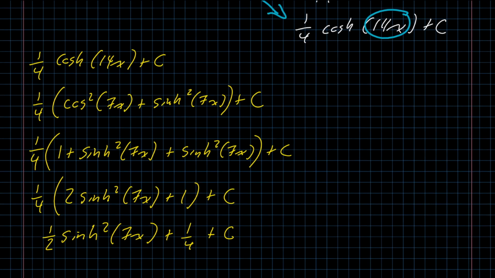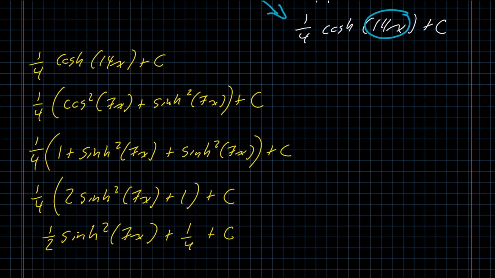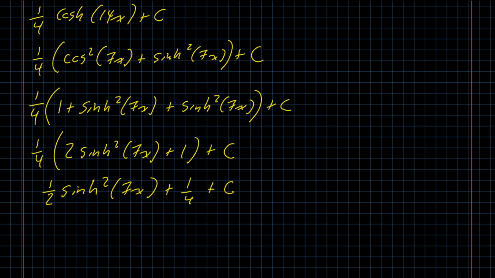That's really close to what we ended up with before. The first time we went through this, we had 1/2 sinh squared of 7x plus c. The only difference is this extra 1/4 term. But that's easy enough to account for, because we're going to add 1/4 and then we're going to immediately add an arbitrary constant.